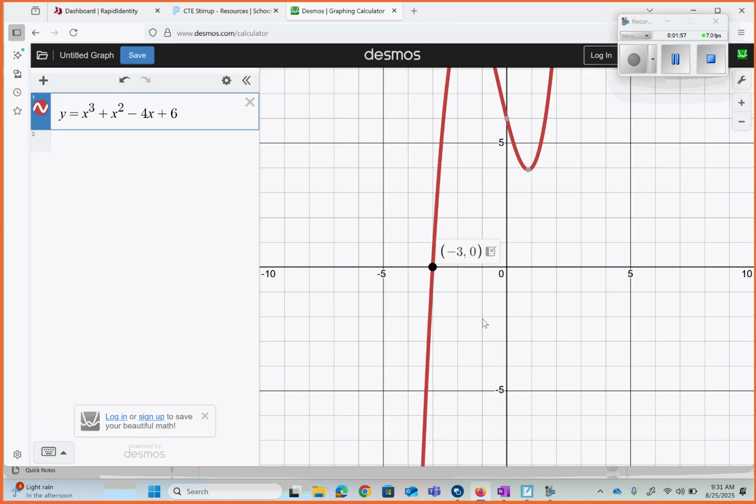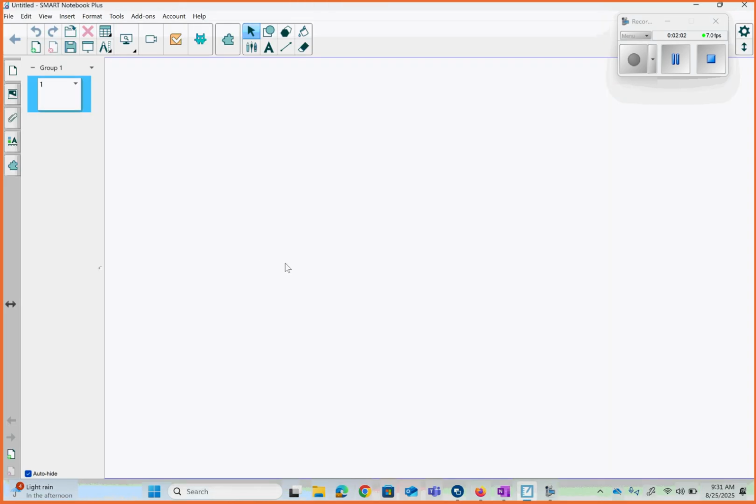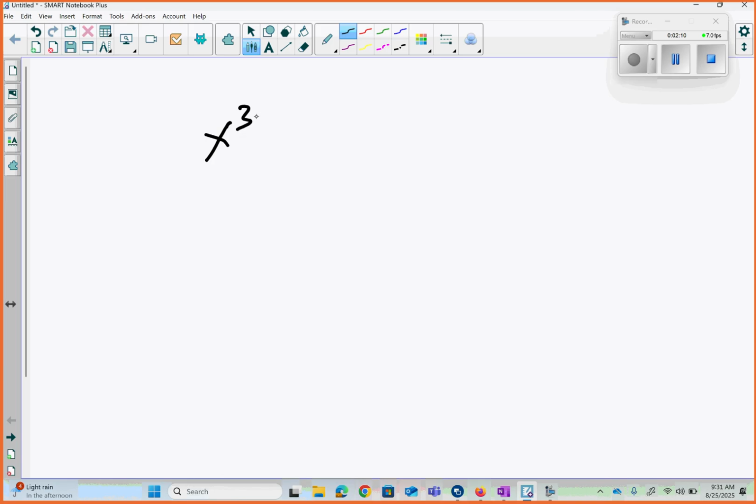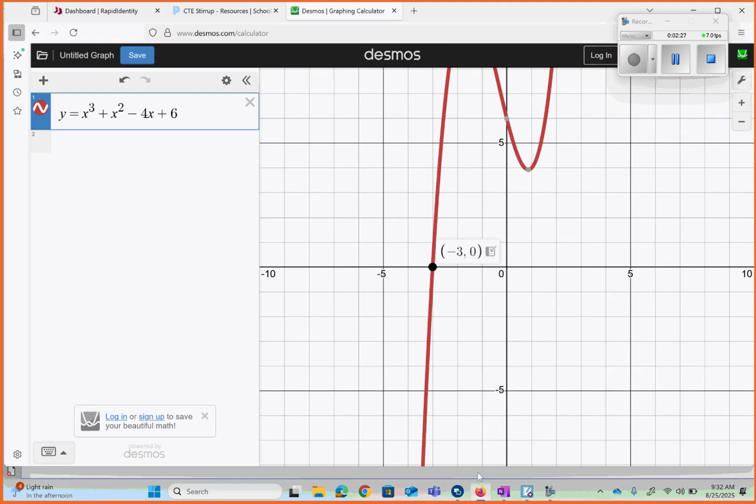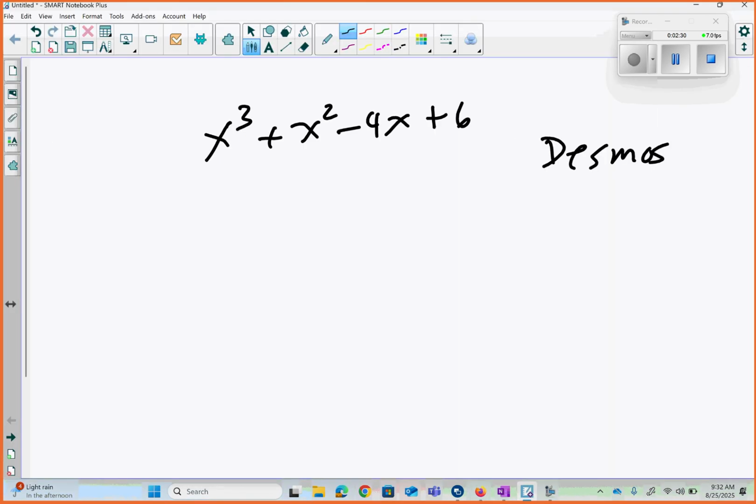Okay, so I'm going to take that -3 and I'm going to use synthetic division on it. So I have x to the third plus x squared minus 4x plus 6. And Desmos showed us that -3 works. Okay. So -3, 0 is a real solution.